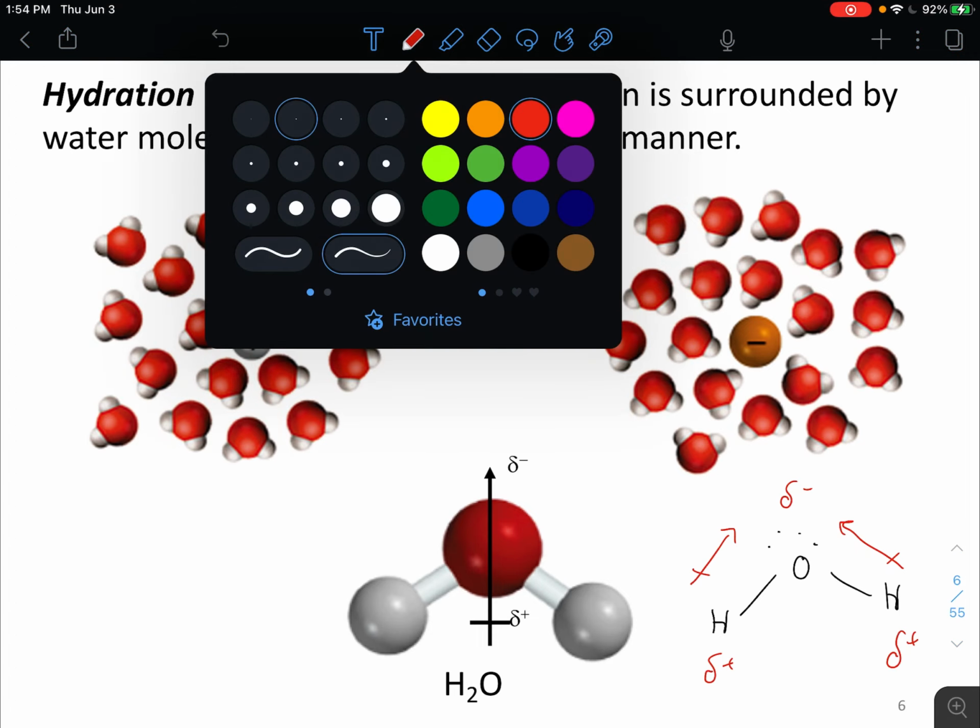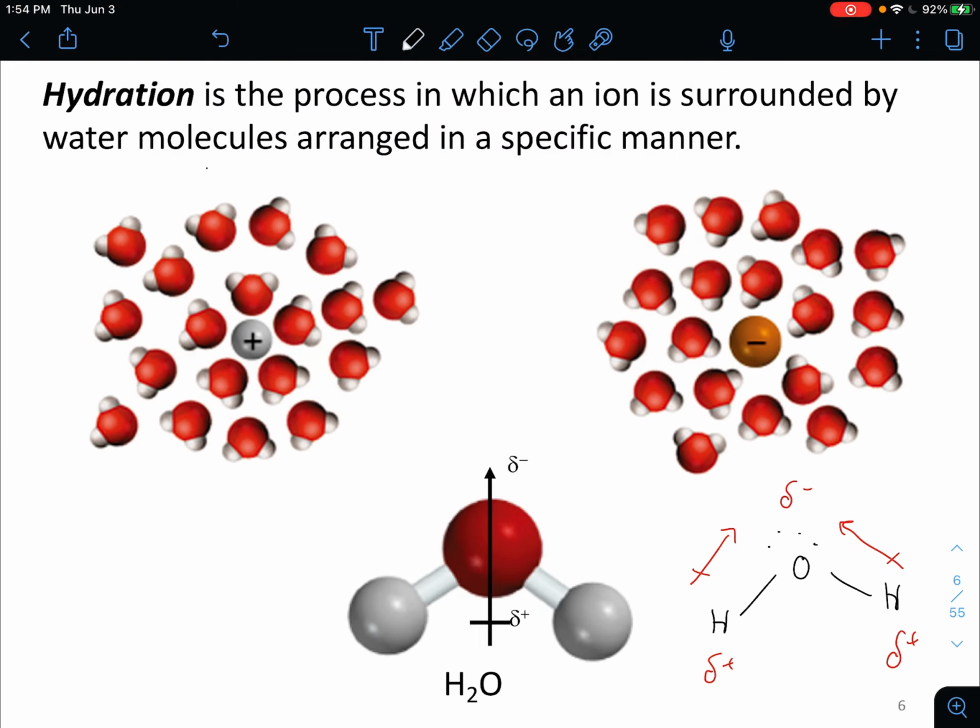So what ends up happening is when I have a cation, the plus charge of the cation faces toward the oxygen side of the water molecules where there's a partial negative charge. Then on the opposite side of that, if I have an anion, the anion gets to see the water molecules oriented so they get to see the H side, the partial positive hydrogen side of the water molecule instead.